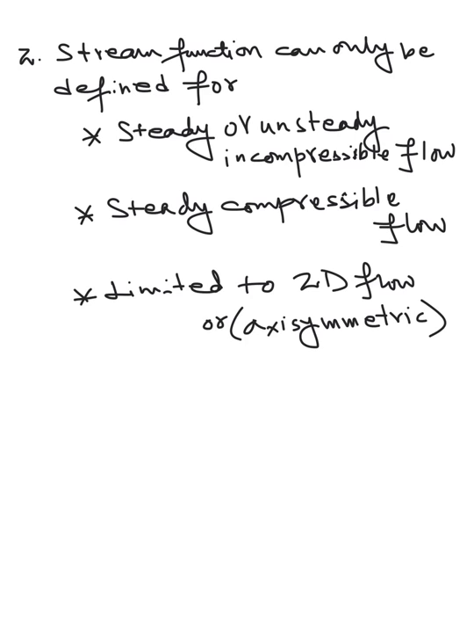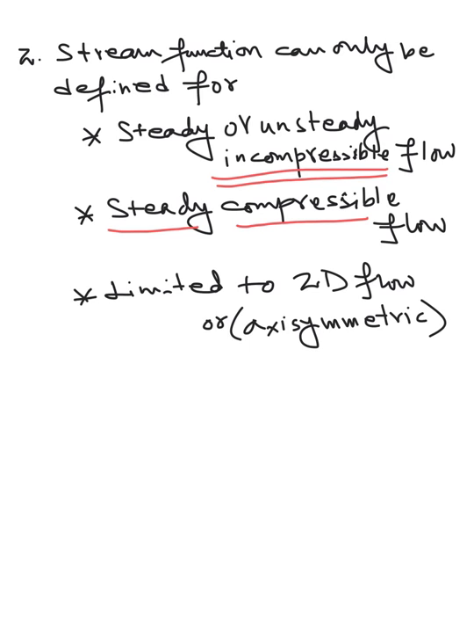So first condition is steady or unsteady incompressible flow. If you have an incompressible flow field where the density is constant, so a flow either steady or unsteady, you can define a stream function for that. Now we can also define a stream function for a compressible flow where the density is variable, but make sure the flow is steady. Another important thing is the stream function is limited to a 2D flow field or an axisymmetric flow field.